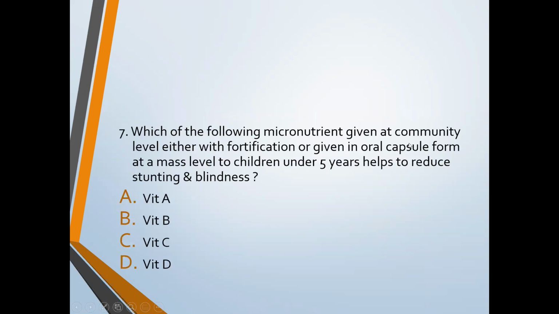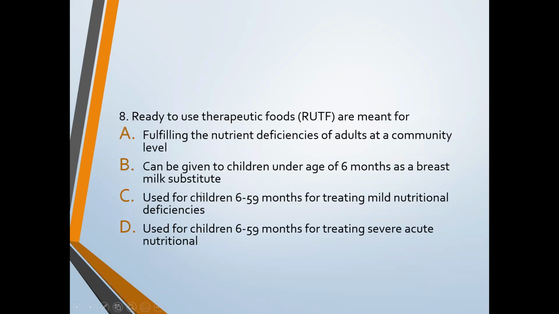Which of the following micronutrients given at the community level, either with fortification or given in oral capsule form at mass level to children under 5, helps to reduce stunting and blindness? Either it's vitamin A, vitamin B, vitamin C, vitamin D. Alpha, vitamin A. Yes, it's vitamin A. It has a major role in stunting and blindness.